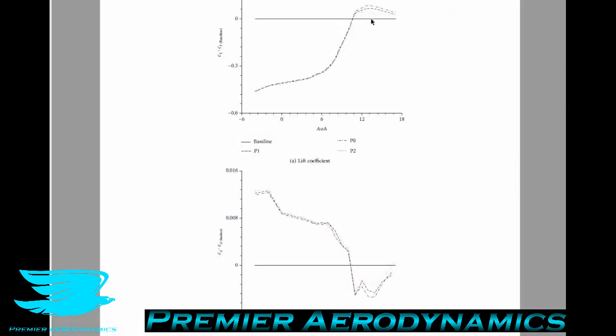Now at the stall angle of attack and post-stall angles of attack, the airfoils with these flaps are always pretty much benefited by them. So these flaps are always increasing the lift and reducing the drag. So that's going to increase the lift to drag ratio a lot, which means that the airfoil is becoming more efficient. So why does that happen?